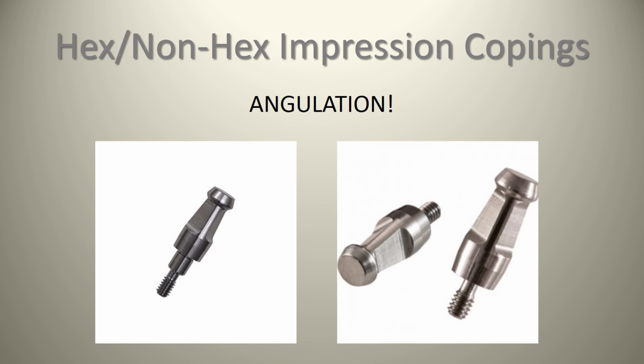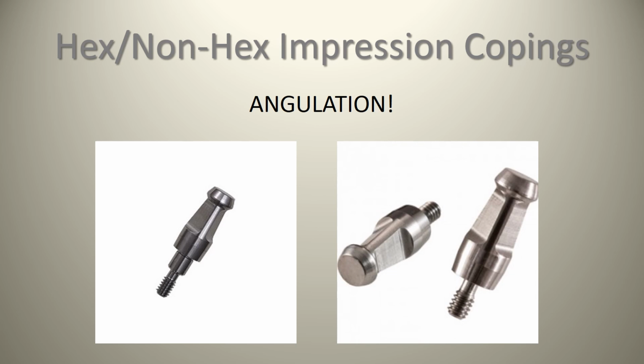You can still pull the impression off. But if you have a very long, say 2 to 3 millimeter hex that's engaging that implant, with another implant that's way off angle, you're almost never going to be able to get that impression coping off, or you will, but there's going to be a significant error because the thing is going to bend in the impression material.